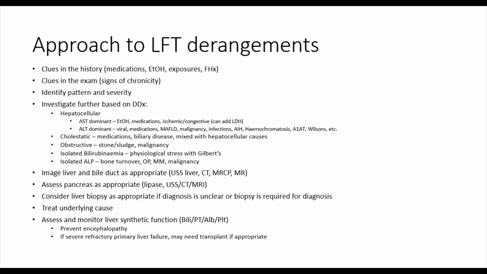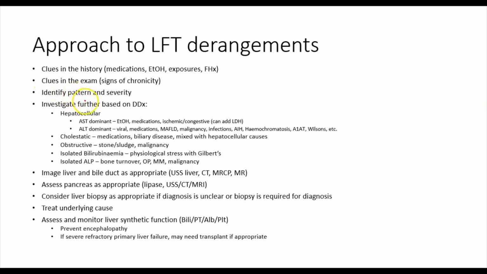Jaundice is one of the main signs of liver failure, including in acute liver failure, and often correlates with a bilirubin level of more than about 40 or 50 micromoles per liter. But there can also be signs of chronic liver disease such as clubbing, ascites, spider nevi, etc., which will distinguish acute from chronic liver disease. Then, with the history and exam findings in mind, we can look at the LFT derangement and try and identify the pattern and the degree of severity.